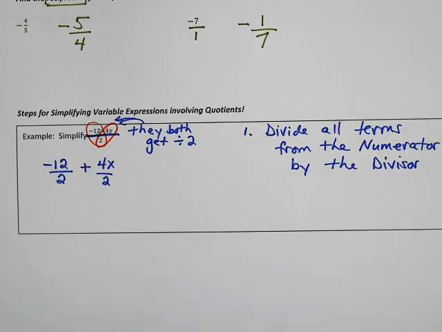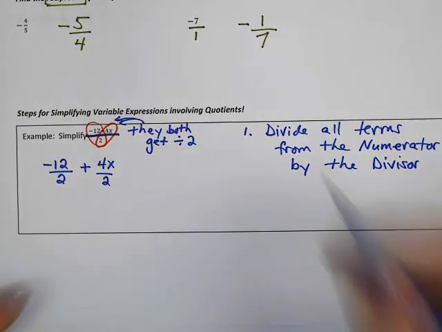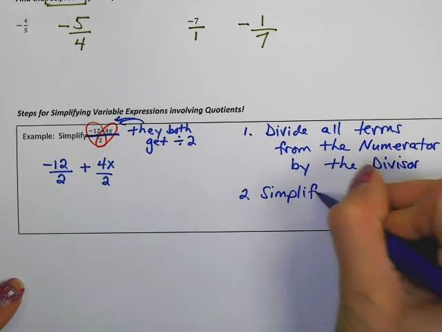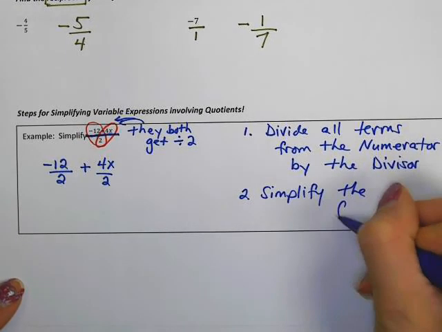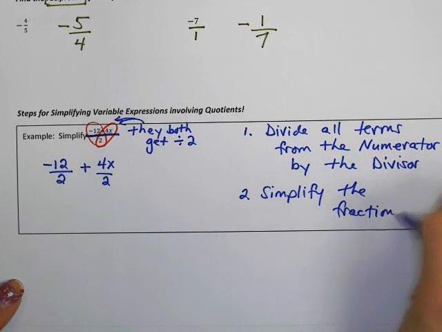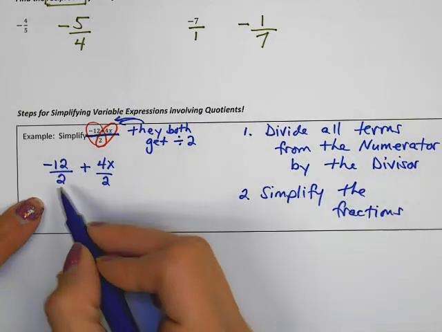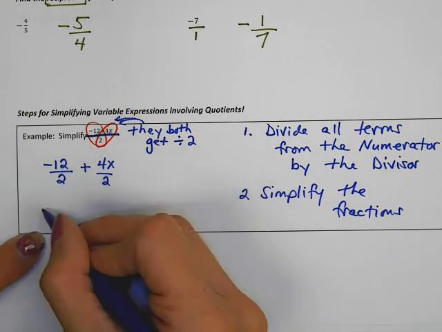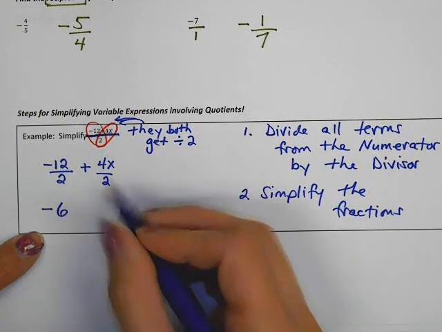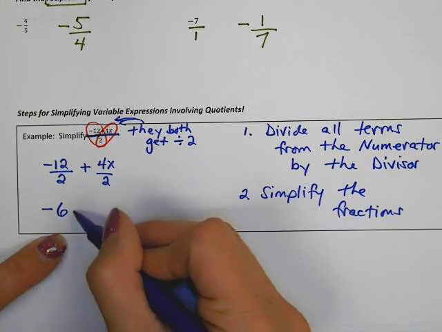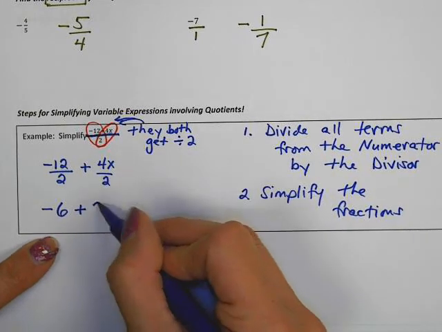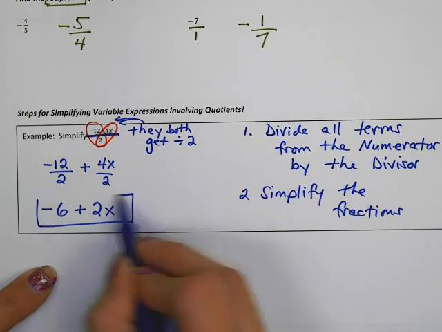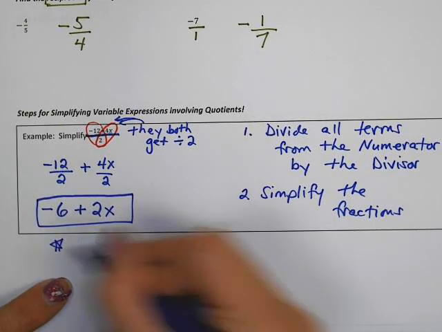Okay, and now we have to, step 2, simplify the fractions. So let's go ahead and say negative 12 divided by positive 2. A negative divided by positive is negative 6. This is positive, positive, so that's going to be 2x. And that's exactly how you leave it. Let's just put a little note here.